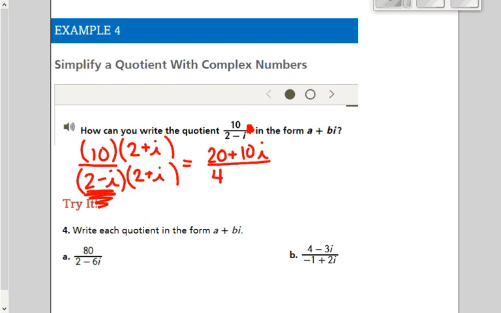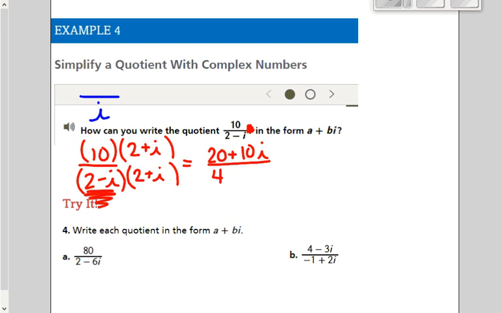We cannot have i in the denominator of a fraction. That's the main idea here, because it doesn't really make sense to divide things into i groups. So that's sort of the main idea.